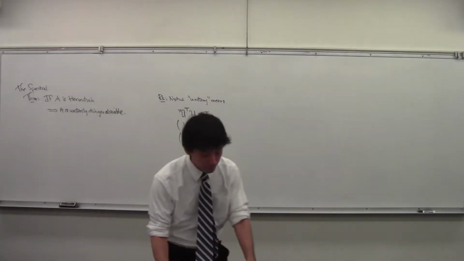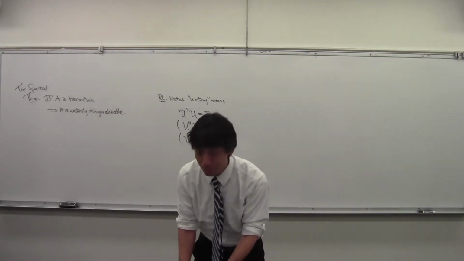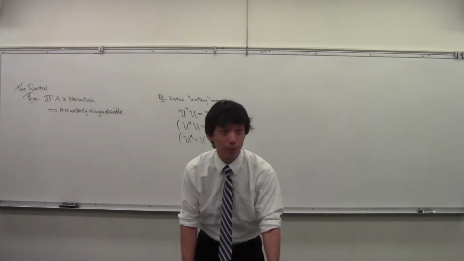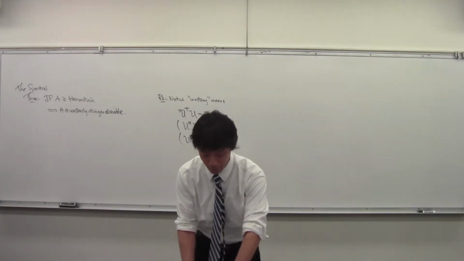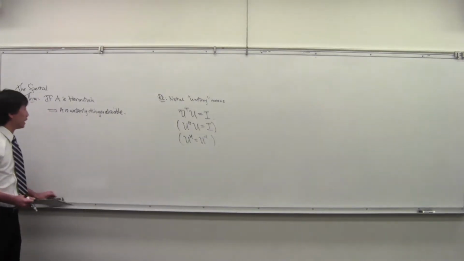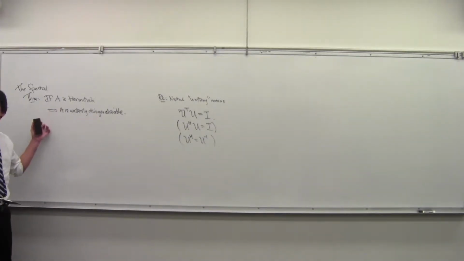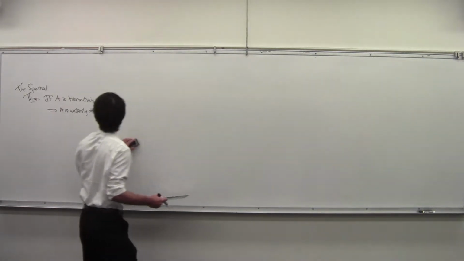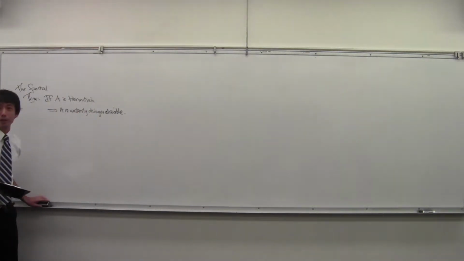So that should be kind of a shock to you. That should be sort of shocking. Like, what? How is that possible? We don't need our n distinct eigenvalues. Any Hermitian matrix is unitarily diagonalizable.